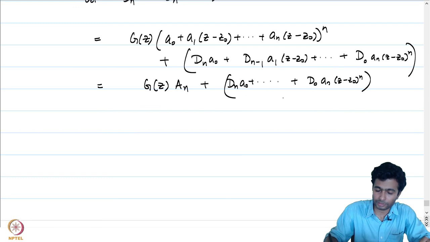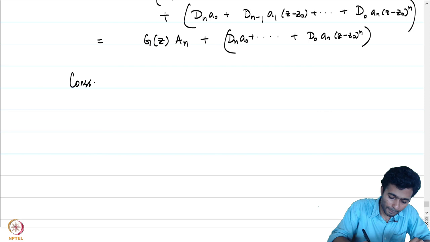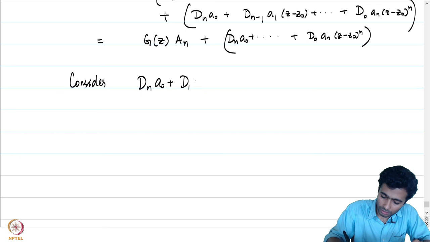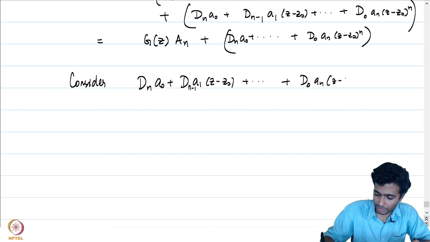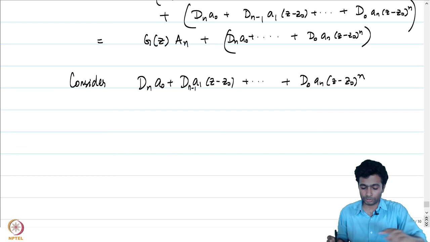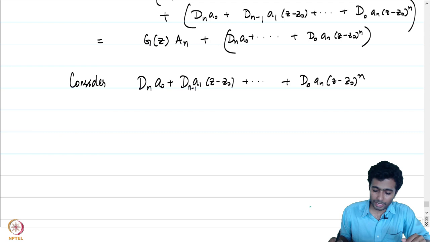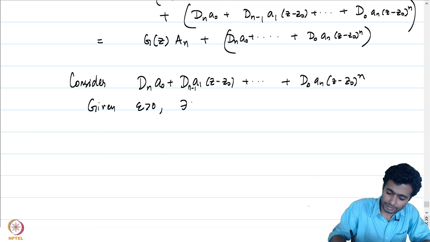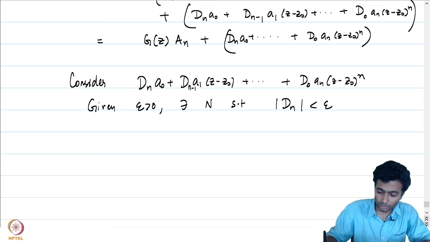Let's focus on that term. Consider dn a0 plus d(n minus 1) a1 (z minus z0) plus up to d0 an (z minus z0)^n. Notice that dn converges to 0 because dn is basically bn minus g, and therefore given epsilon positive, there exists a capital N such that the absolute value of dn is less than epsilon. This is certainly the case.